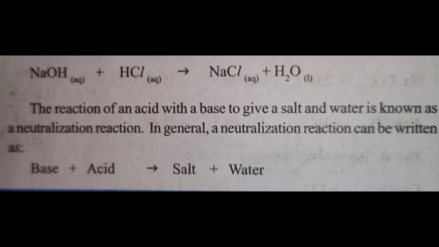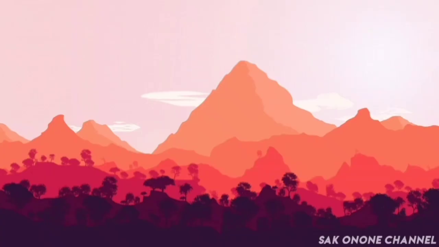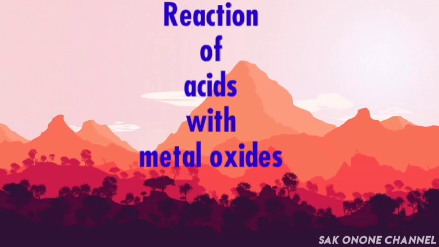Reaction of acids with metal oxides. Metal oxide plus acid gives rise to salt and water. So here acids react with metal oxides. They also produce salt and water. Metal oxide reacts with acid to give salt and water. Both metal oxides and metal hydroxides give salt and water.